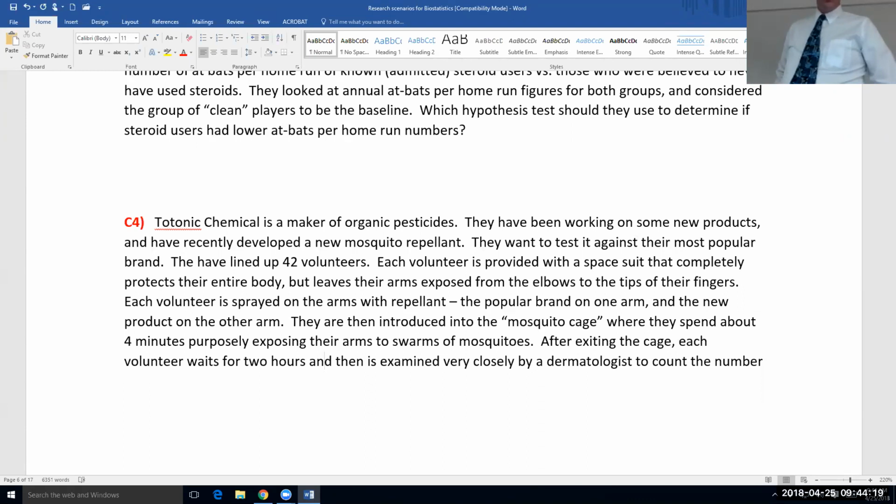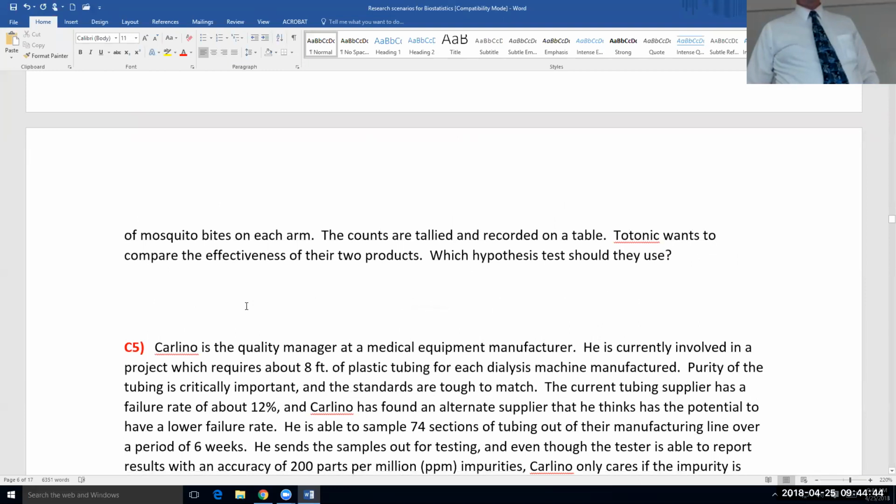Okay. Let's see here. Each volunteer is sprayed on the arms with repellent, the popular brand on one arm, the new product on the other. They're introduced to a mosquito cage where they spend about 4 minutes purposely exposing their arms to swarms of mosquitoes. Like, who in their right mind would do this? They must pay a lot of money for this. After exiting the cage, each volunteer waits 2 hours and is examined closely by a dermatologist to count the number of mosquito bites on each arm. The counts are tallied and recorded on the table.